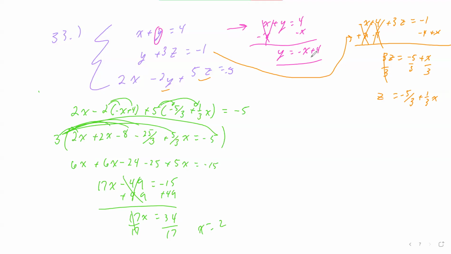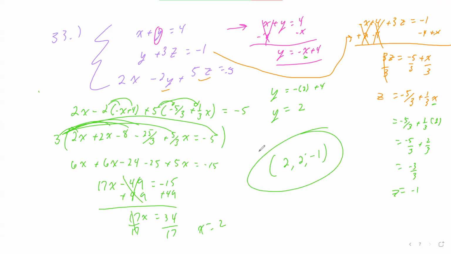Now that I have that value, I can back substitute it into all of my x's. So this gives me negative 2 plus 4, which is just going to be 2. And then this would be negative 5/3 plus 1/3 times 2, which gives me negative 5/3 plus 2/3, which is negative 3/3, which is negative 1. So that's what my z is, that's what my y is. So I can now put it all together and I get 2, 2, negative 1. So that is the substitution method.